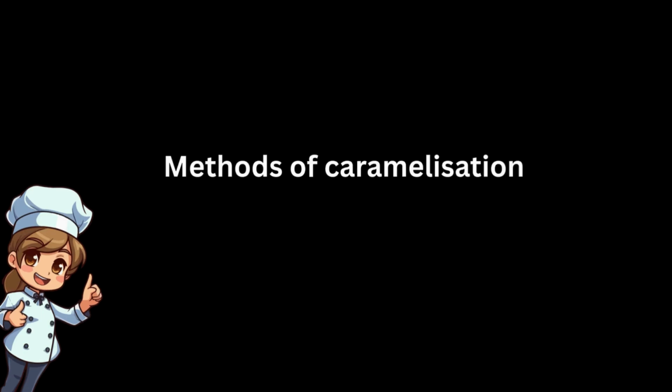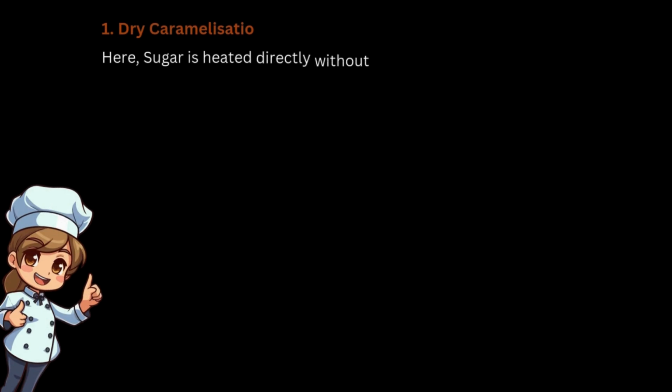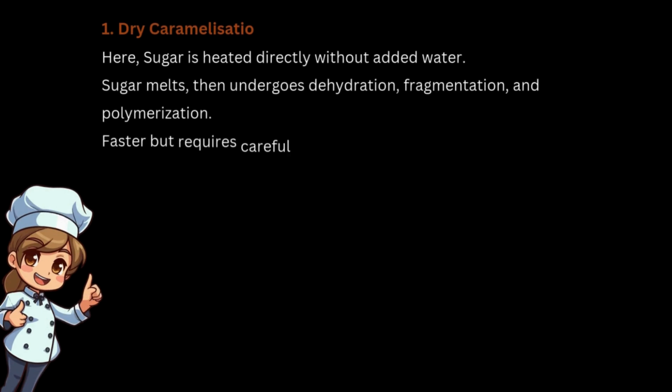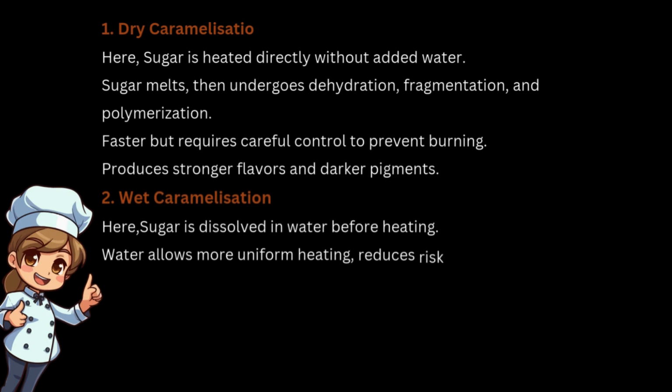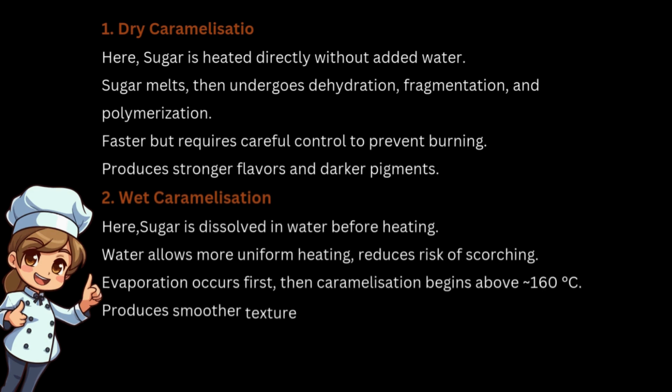There are two primary approaches to caramelizing sugar. First, dry caramelization. Here, sugar is heated directly without adding water. The sugar melts and then undergoes dehydration, fragmentation, and polymerization. This method is faster but requires careful control to prevent burning. It produces stronger flavors and darker pigments.